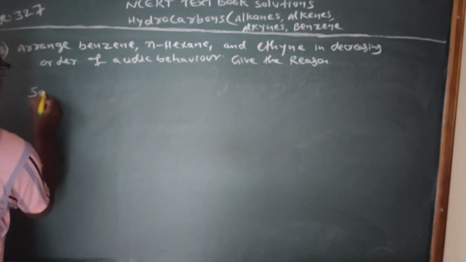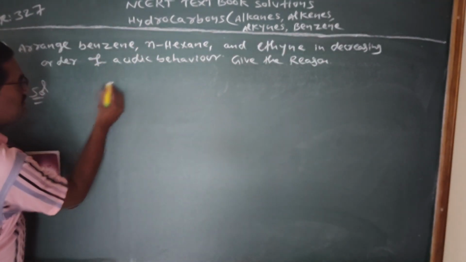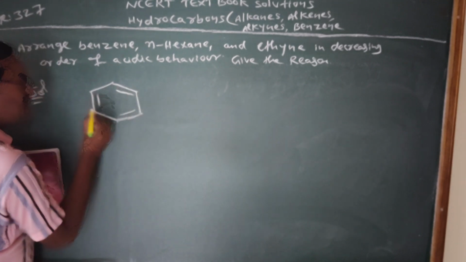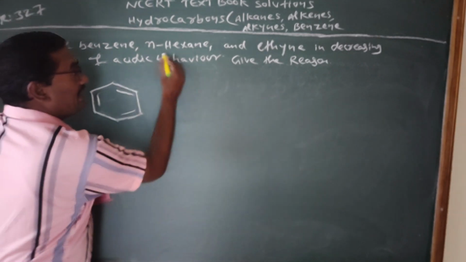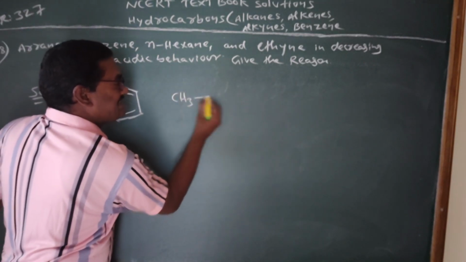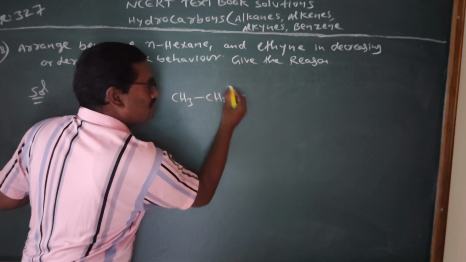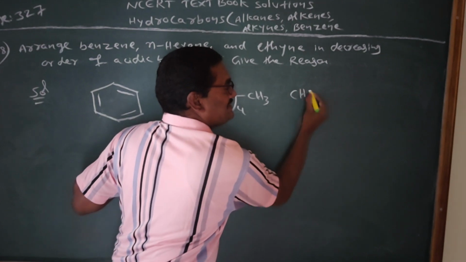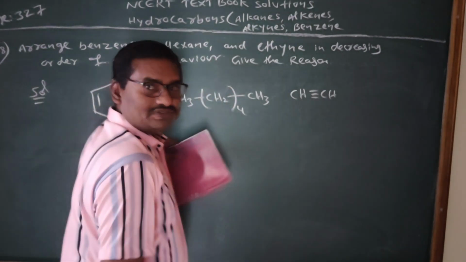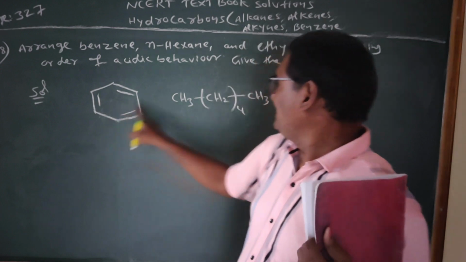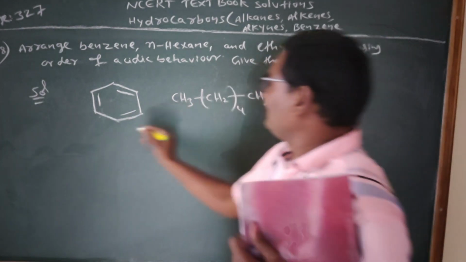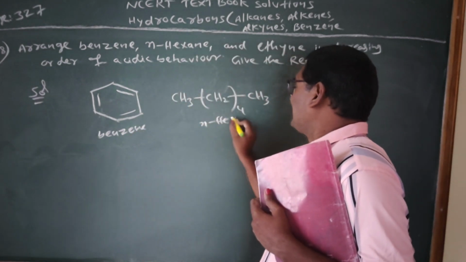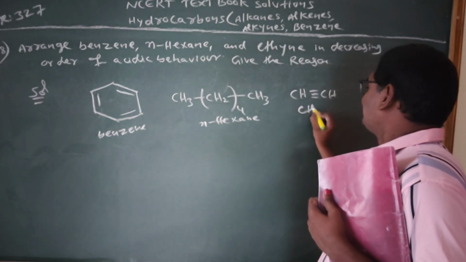So the solution is, benzene means this is the benzene. Next one, hexane means CH3(CH2)4CH3. Next, ethyne means CH triple bond CH. So here are the structures: benzene, normal hexane and ethyne.